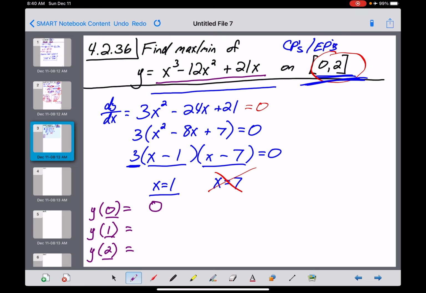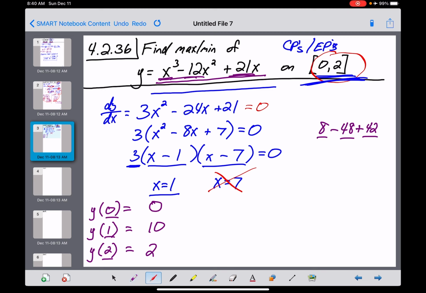So let's find out what happens when we put in a 1. We've got 1 minus 12 plus 21, so that would be -11 plus 21, which gets us a 10. Then let's plug a 2 in there. That one might be a little bit tougher. 2 cubed is 8, and then minus 12 times 4, which is 48, and then plus 21 times 2, which is 42. So 50 minus 48, we end up with a 2.